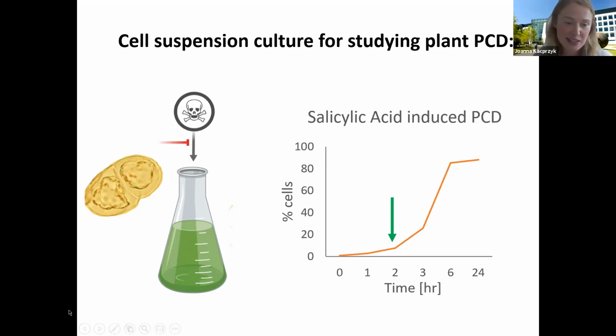And these are the cell suspension cultures. It's basically a flask with liquid medium. That means it's very easy to add chemical modulators to the flask to induce programmed cell death. You can also treat them with heat or something like that to induce PCD, but you can also easily add drugs that are blocking or modulating the PCD process.